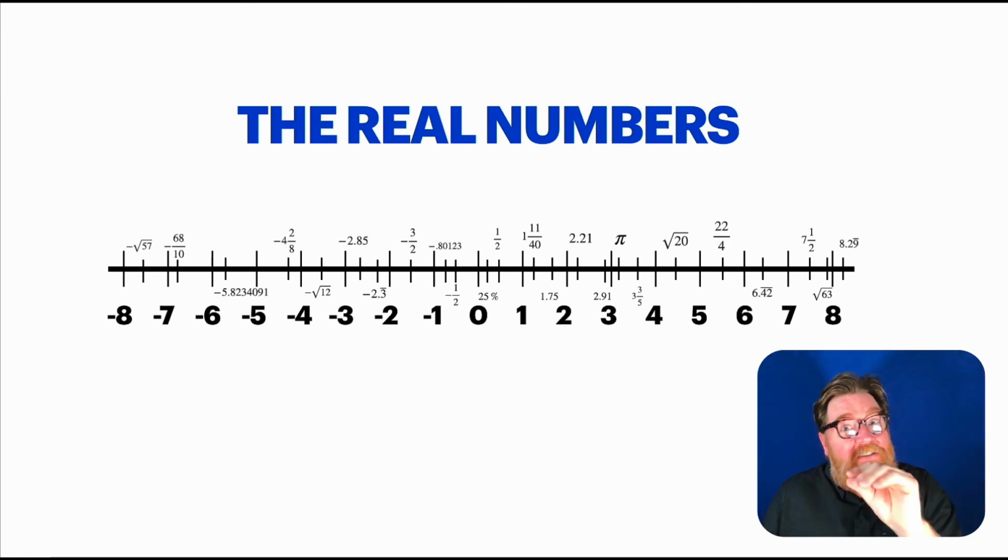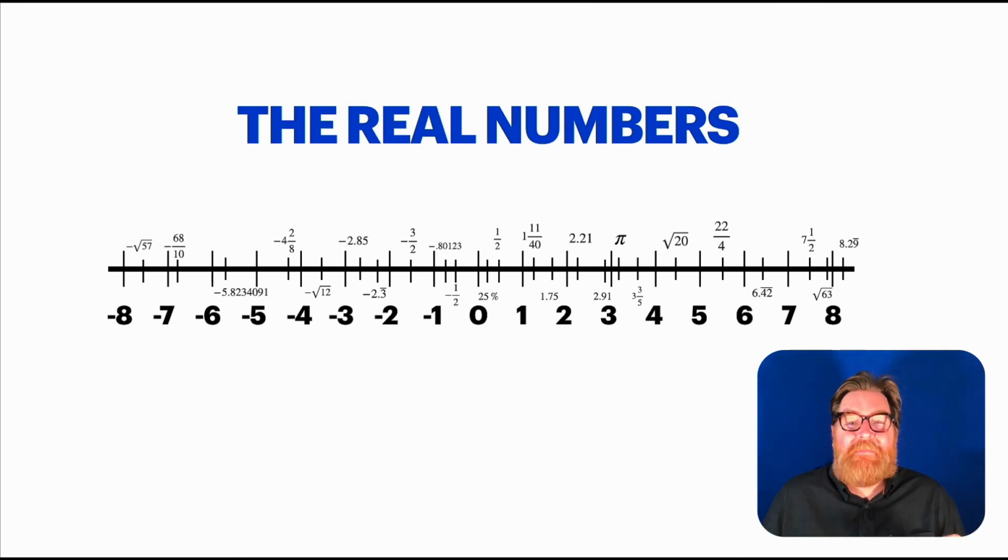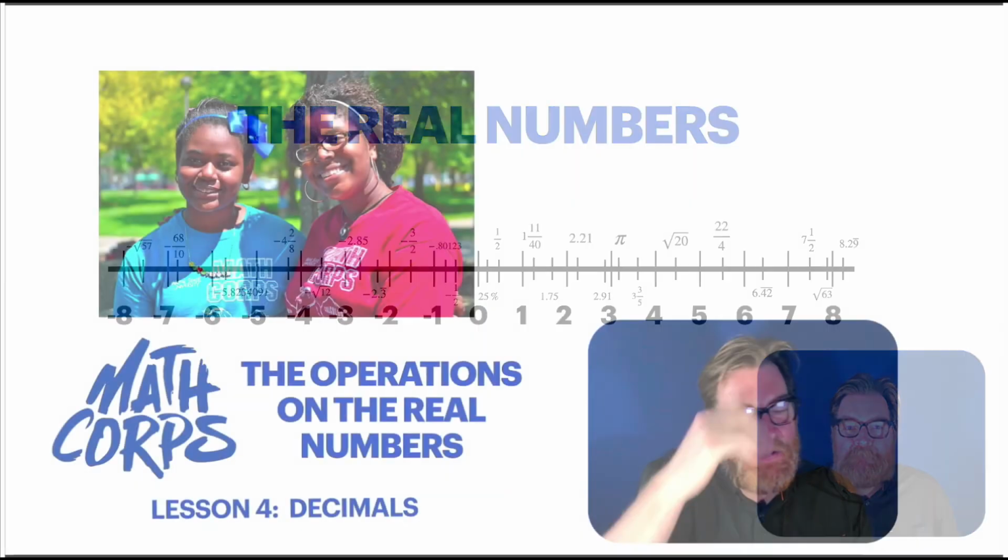Man, it looks kind of crowded in there, but that's just a sampling, okay? A paltry sampling of real numbers in between those integers. But that's it, okay? The real numbers are all the possible decimals. And you're looking at a nice representation of them there on the number line.